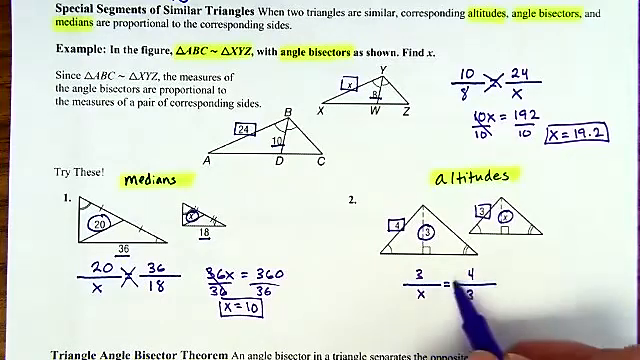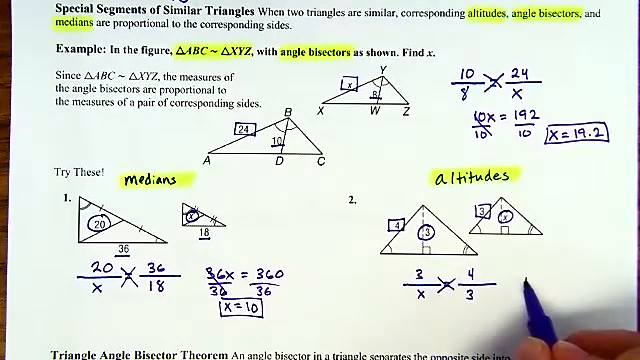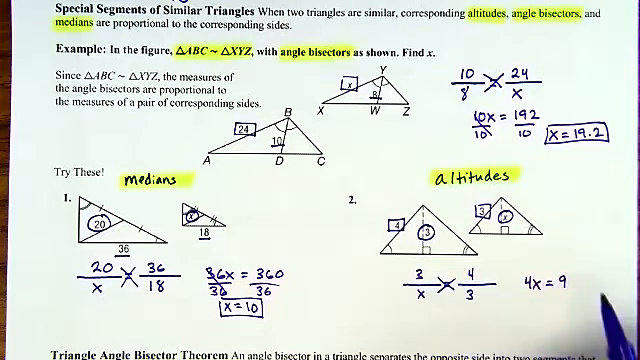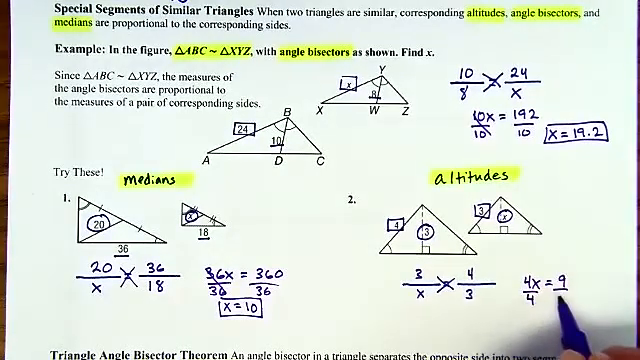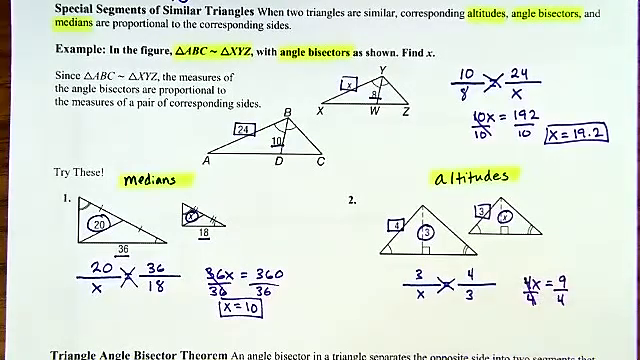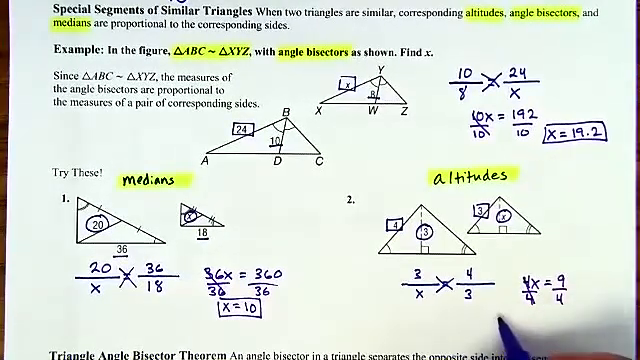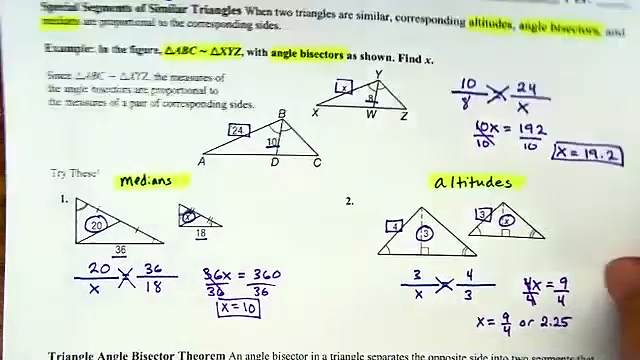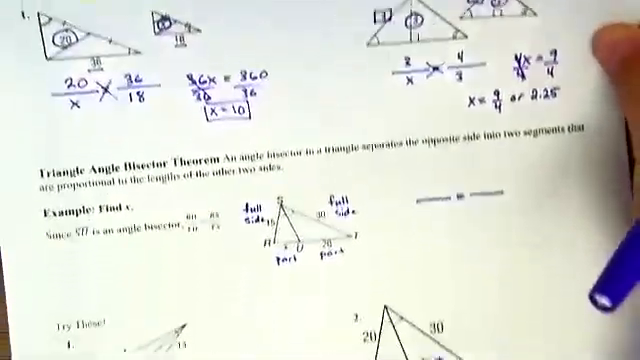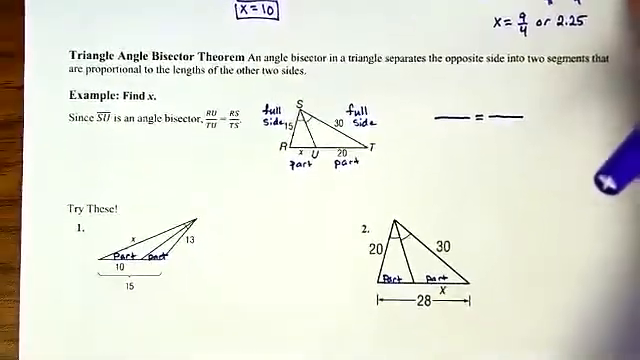And now we're going to cross multiply. So 4x is equal to 9. And then to get x alone, we just divide by 4 on both sides. Now I'm okay if you leave that as a fraction, if you say that x is equal to 9 over 4, or you are more than welcome to say x is equal to 2.25. It's up to you.